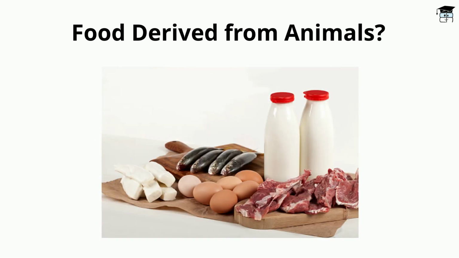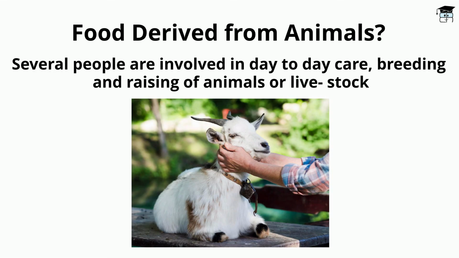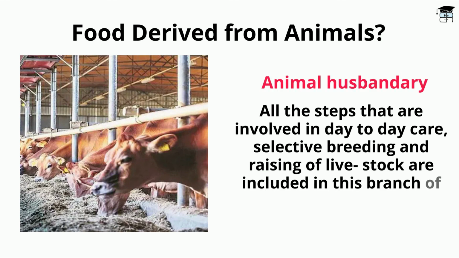Students, we do not consume food only from plants. We also consume many items from animals. Food products from animals like milk, meat, eggs, etc. have great nutritious value. Several people are involved in day-to-day care, breeding, and raising of livestock. All the steps that are involved in day-to-day care, selective breeding and raising of livestock are included in a branch of agriculture. This branch of agriculture is called animal husbandry.